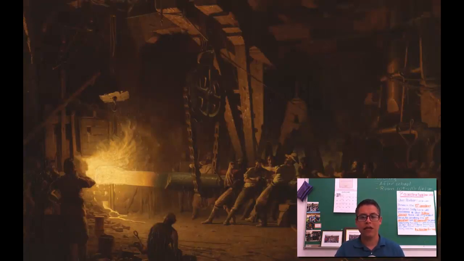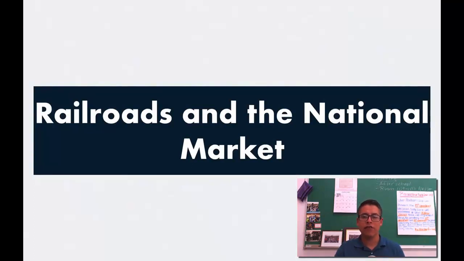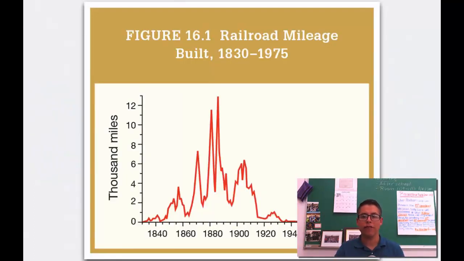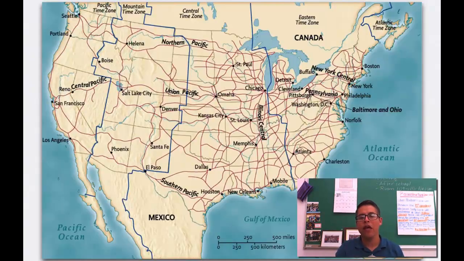So we looked at this painting of the Bessemer process, the steel production process, and then we started discussing the rise of railroads and the rise of the national market. We looked at this image already and we figured out that by 1885, most of the rails were already laid across the country, and this is thousands of miles between 1830 and 1975. We also established that railroad corporations were so powerful that they lobbied the American government so that they could create these time zones in order to make things more efficient for themselves, in order to make transportation of goods from one side of the country to another really, really quick.